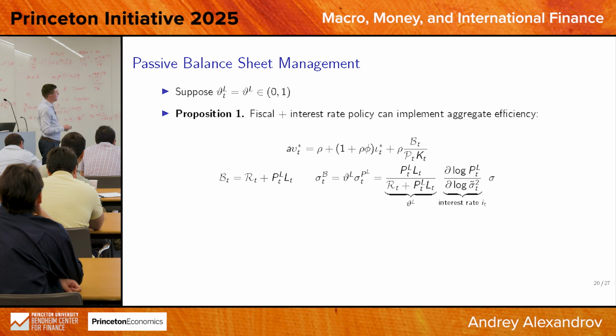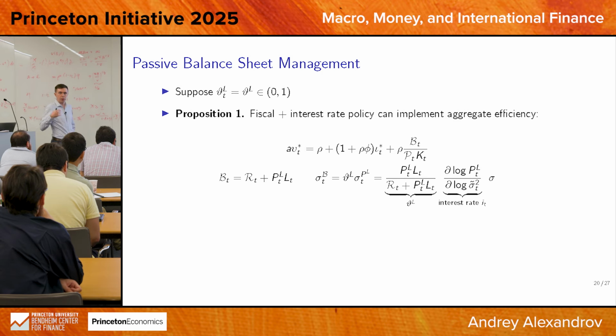And the first proposition is that with this passive balance sheet management, if you conduct fiscal policy in the realistic government sense, plus the interest rate policy, you can implement aggregate efficiency. So you can achieve the efficient path of aggregate output. You're going to have efficient utilization and investment. How are you going to do that?